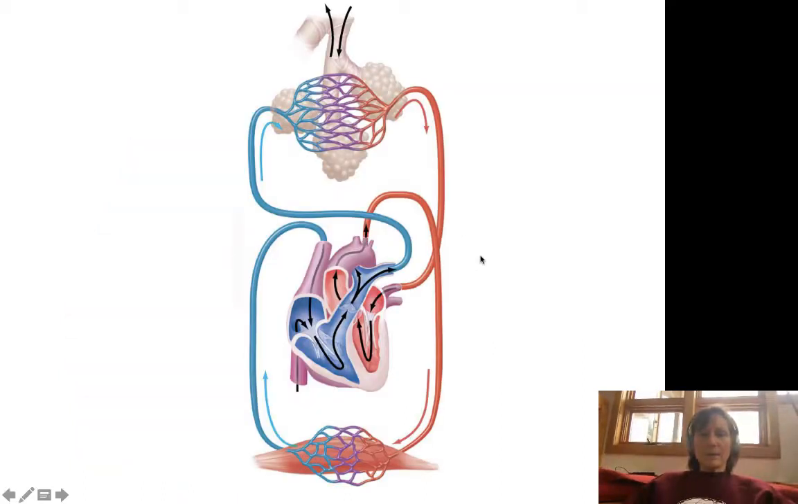So this is a diagram from your book that's a little weird to me because this is supposed to be lungs and this is showing muscles. So what it's supposed to be showing you is deoxygenated blood comes to the heart, right atrium, right ventricle, out to the lungs, get some oxygen, back to the heart, left atrium, left ventricle, and then out to the body, and repeat.